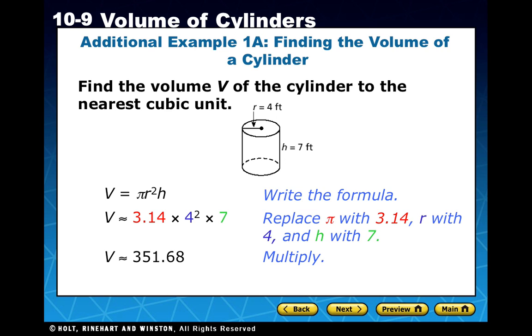And that is going to give us about, remember, because we're using something for pi, we're using 3.14 for pi, that means that our answer is going to be an approximation. We are rounding. So we have 351.68, and we're going to round that to the nearest whole cubic unit. So 0.68 is closer to the next whole number than it is to 51. So we are going to say that our answer is 352 feet cubed.